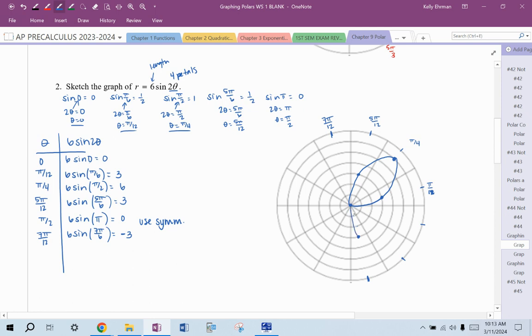Now that should be enough to tell you the next petal is down here. So let's just use symmetry at this point. At pi over 4, I should be out 6, just like I was on the first petal. 1, 2, 3, 4, 5, 6. And then at the other pi over 12, I should be out 3. So here's the next petal.